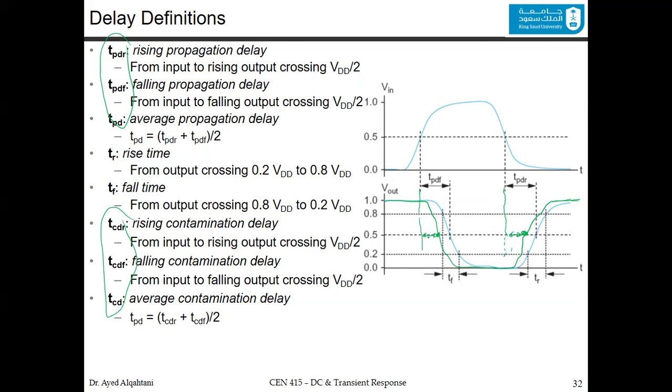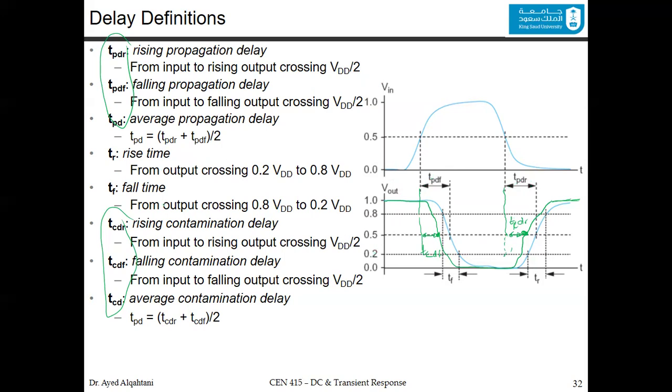So here, this is the tCDF, and this is the tCDR. As you can see, it's shorter. Compare this one to this one, it's shorter because it's contamination delay. It should be faster. Similarly, if you compare this one to this one. If you want to find the contamination delay, you can take the average between those two delays.